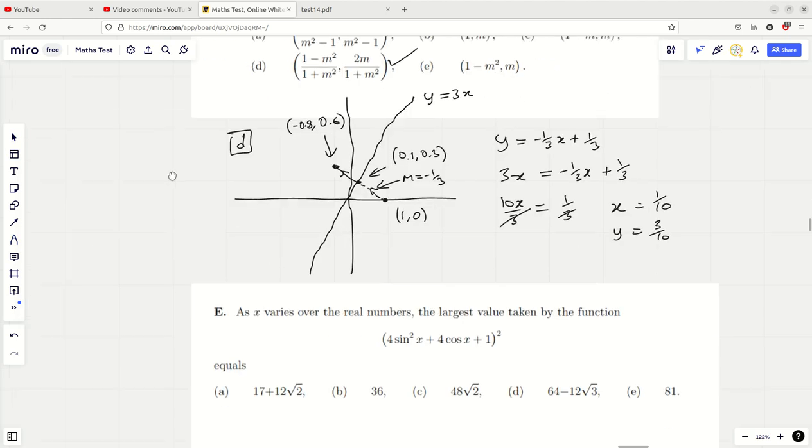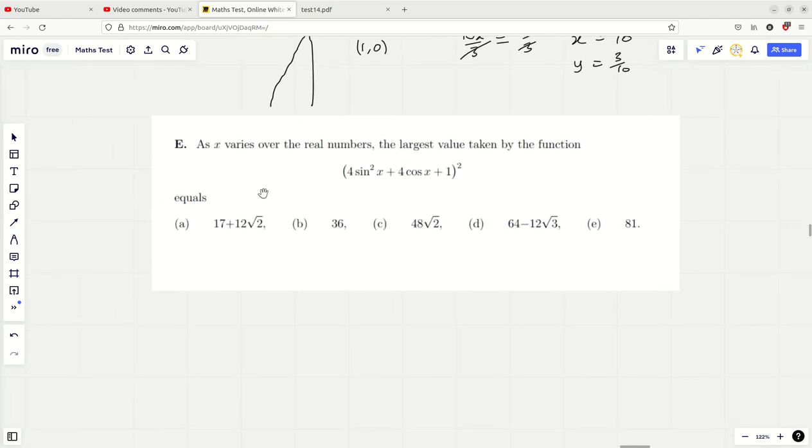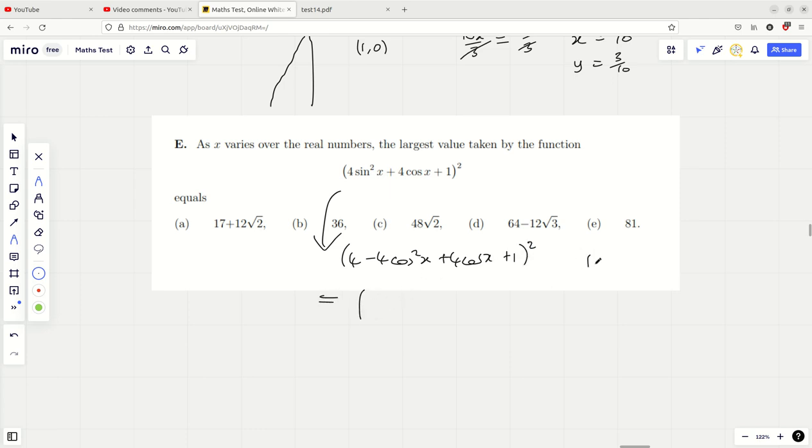Okay, one more to go. Quick one this video, it's the later questions in the short questions which take longer. This one also, I think it's fairly obvious what you want to do here. Sine squared and a cos, well, we're going to write that as 4 minus 4 cos squared x plus 4 cos x plus 1, all squared. Personally, I'd much rather let cos x equals c here, but I bear in mind that cos x is trapped between 1 and minus 1. You're going to get minus 4c squared plus 4c plus 5, all squared.